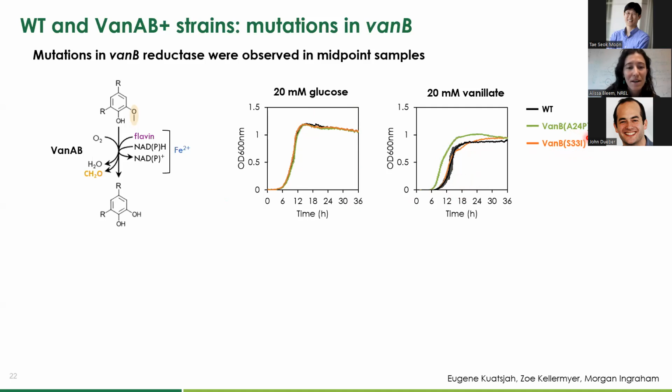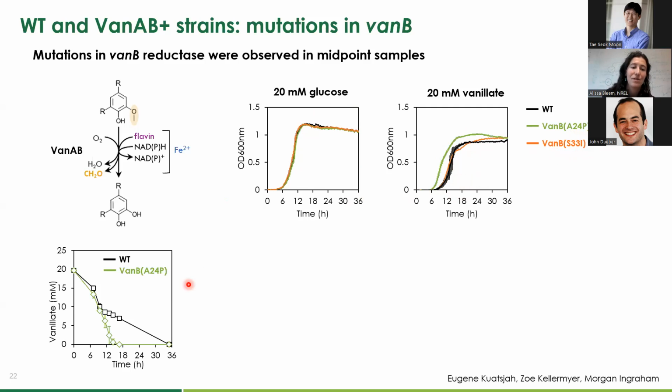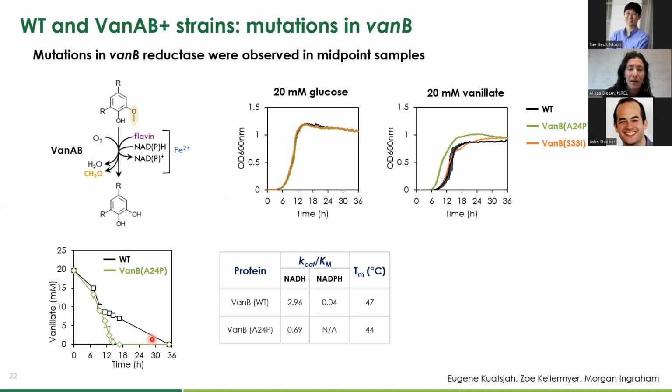So again, we did a little bit more digging on this. We can see that when we grow these cultures in flasks, vanillate is consumed much more quickly by the mutants than by the wild type. And again, Eugene did some nice kinetic studies to try and figure out if VAN-B was just a better catalyst. So this is assaying NADH utilization and NADPH utilization with VAN-A for both the wild type and the mutant. And interestingly, for both cofactors, the A24P mutant is actually a much less catalytically efficient enzyme. It also has a lower Tm, so it's not more stable. But the strain's clearly selected for this, and it clearly is beneficial to growth.